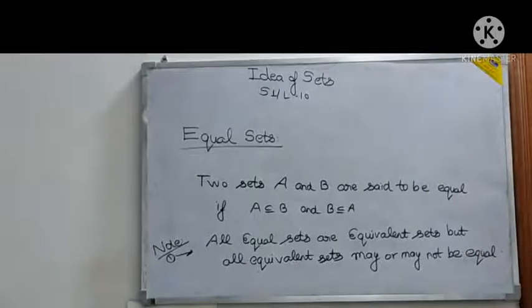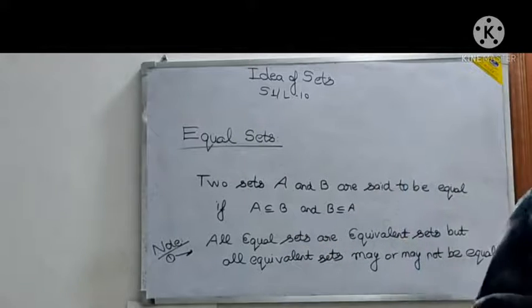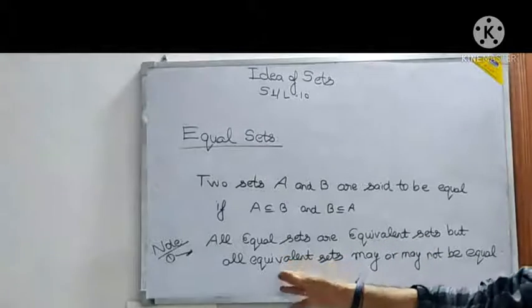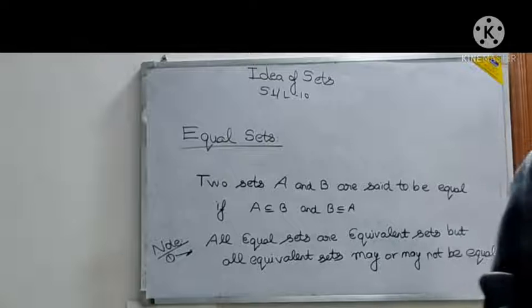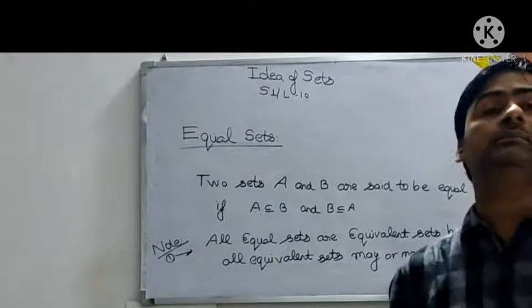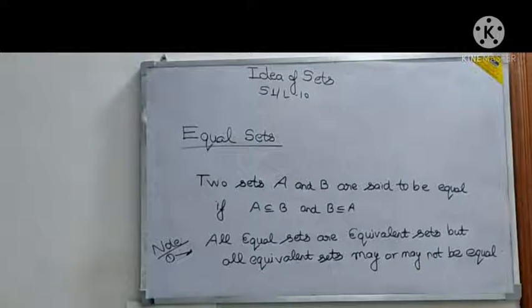Because if you remember equivalent sets, I had told that sets are equivalent only if the cardinal number is the same. That means the number of elements of A is equal to the number of elements of B. But this is not true for equal sets. Equivalent sets are decided only on the basis of the number of elements. But for equal sets, they need to have the same elements. Every element of A should be an element of B and all the elements of B should be an element of A. So that is the way we are deciding about equal sets and equivalent sets.